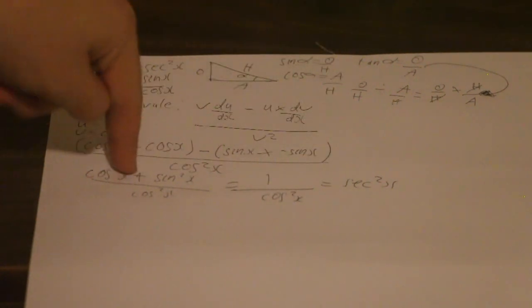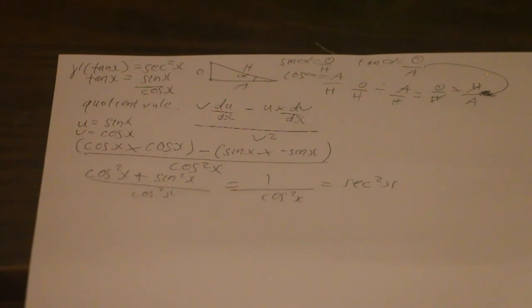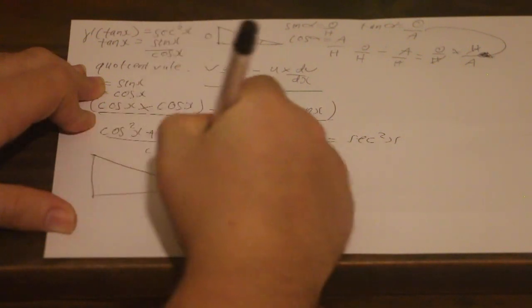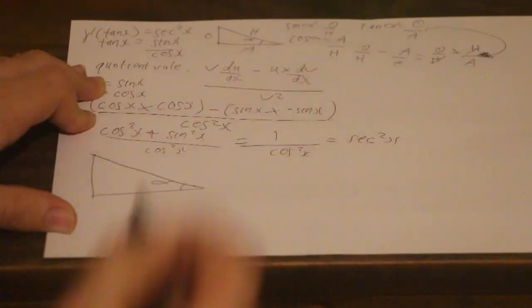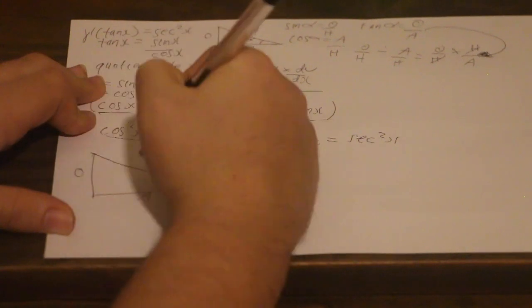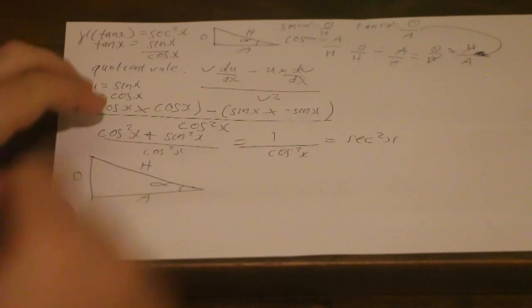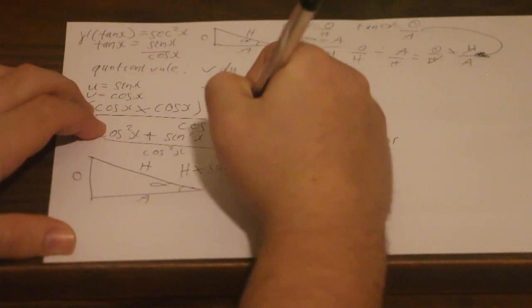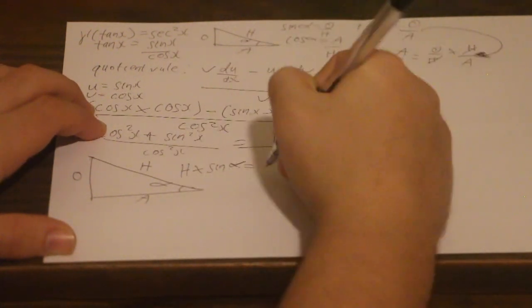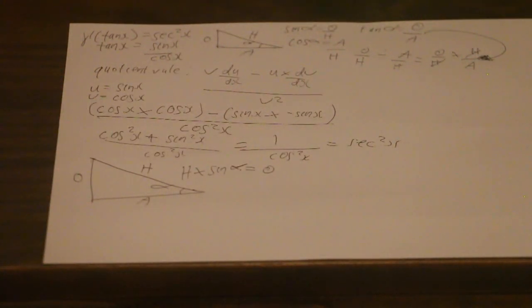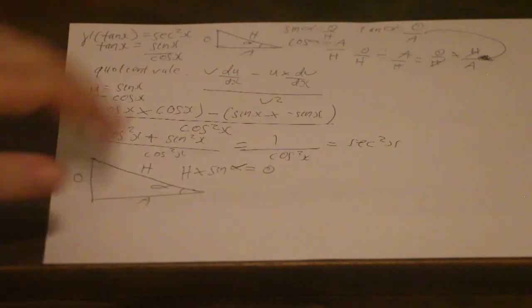If you are skeptical about sine squared x plus cos squared x equal to 1, then we can go back to our triangle. This is alpha. This is adjacent, this is opposite, and this is hypotenuse. So sine alpha is equal to opposite over hypotenuse. Therefore, opposite is equal to h times sine alpha. Cosine alpha is equal to a over h. Therefore, a is equal to h times cos alpha.